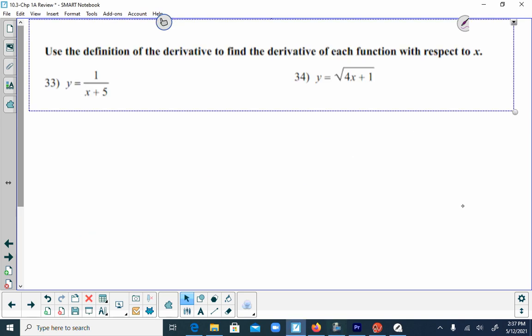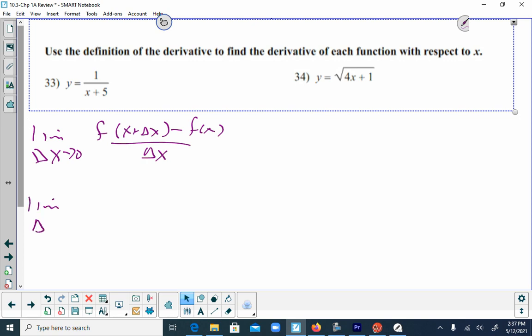Okay, and these ones are asking you to find the derivative with respect to x, but they're asking you to use a definition, which is that limit as delta x approaches 0 of f of x plus delta x minus f of x all over delta x. Okay, so to do this, I'm going to say the limit as delta x approaches 0.